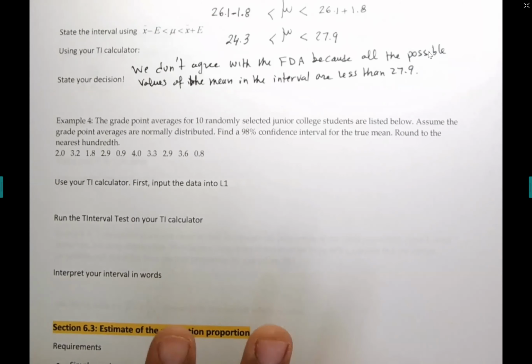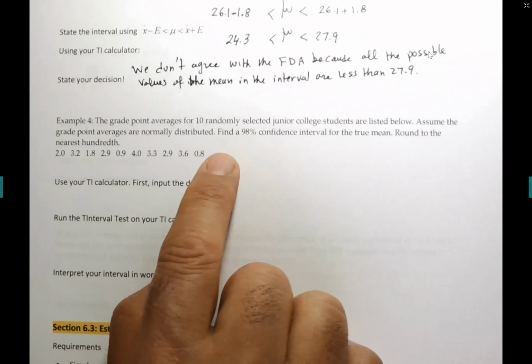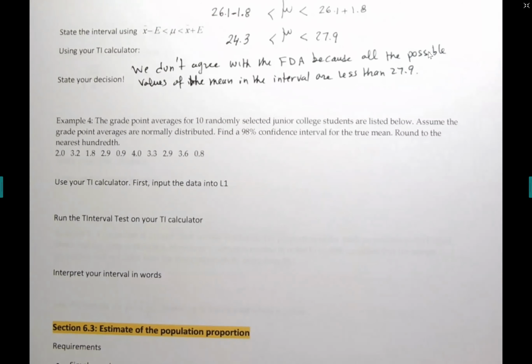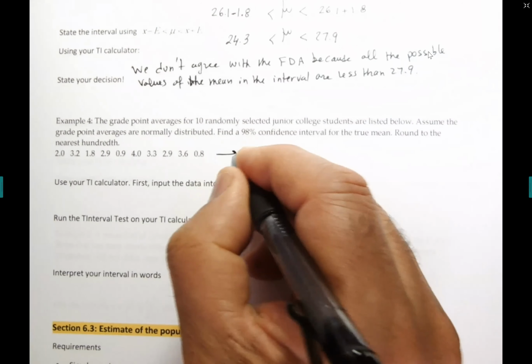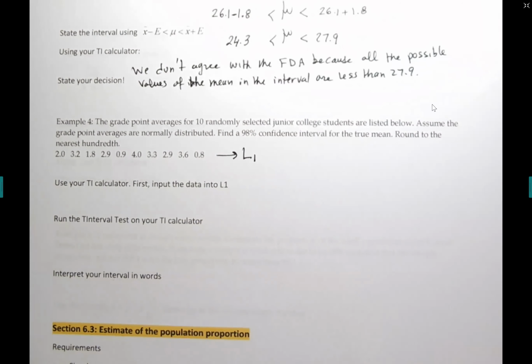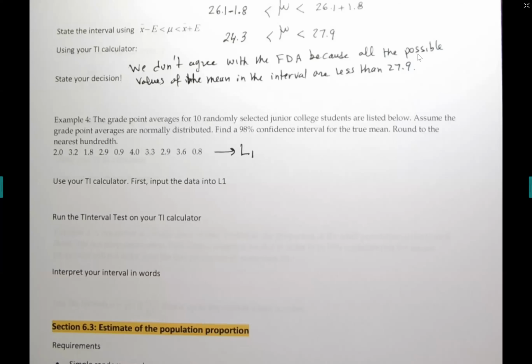Next question, we're going to do this one, guys. Before we do any work, I would like you to input the data into L1. So let's do this. So we have the data in L1, and let's read the question. The grade point average of 10 randomly selected junior college students are listed below. Assume that the grade point averages are normally distributed. He had to say that because he only gave me a sample size of 10, less than 30, guys. Find a 98% confidence interval for the true mean. Round to the nearest hundredth.